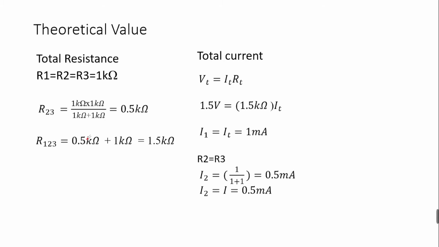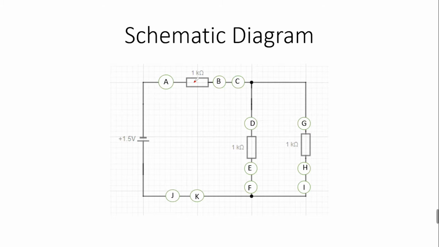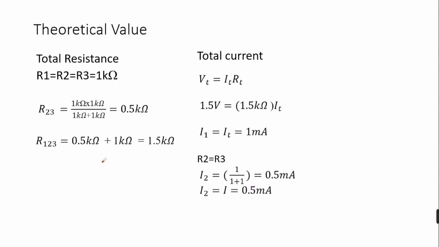So we have to find R total, that is R1 to 3. R1 is in series with R23, so they are added. R23 plus R1, where 0.5 kilo ohm plus 1 kilo ohm. So the total R is 1.5 kilo ohm.